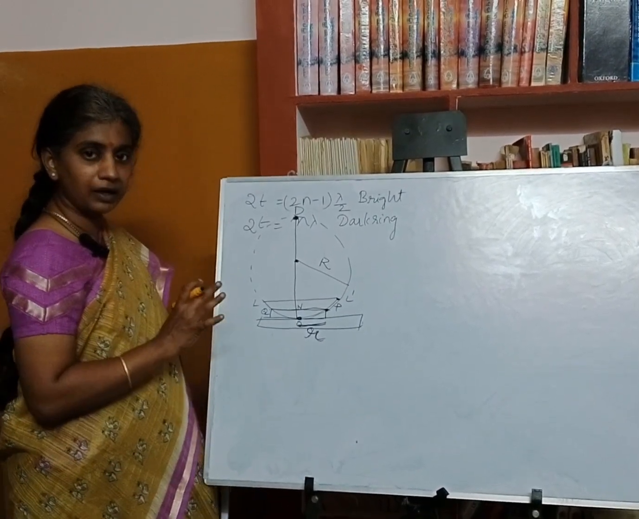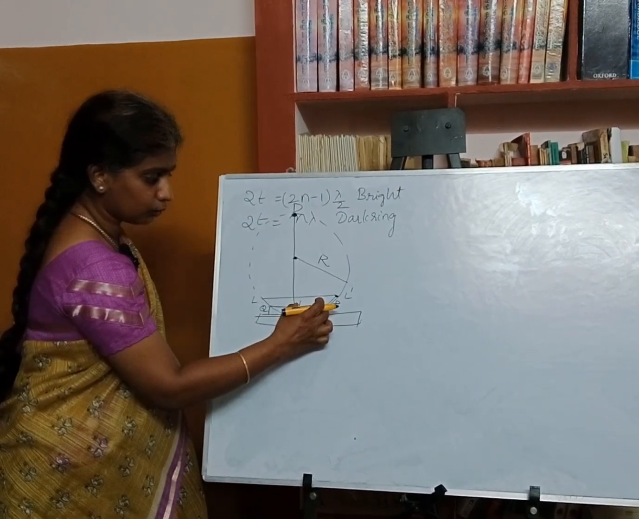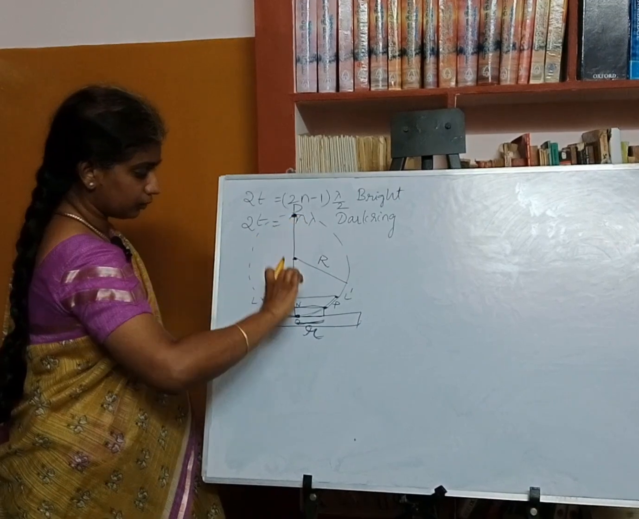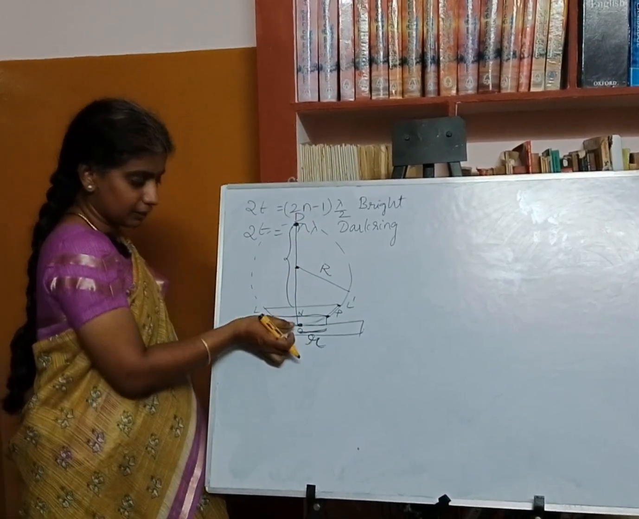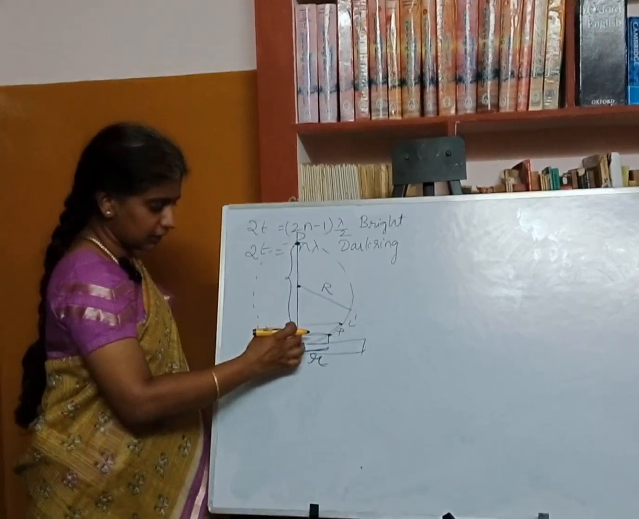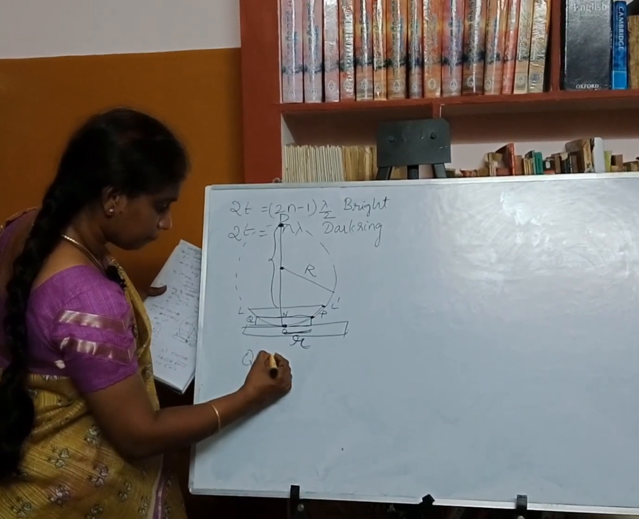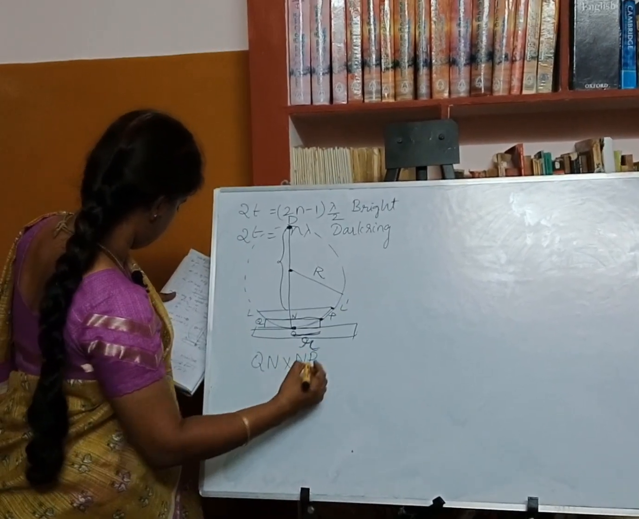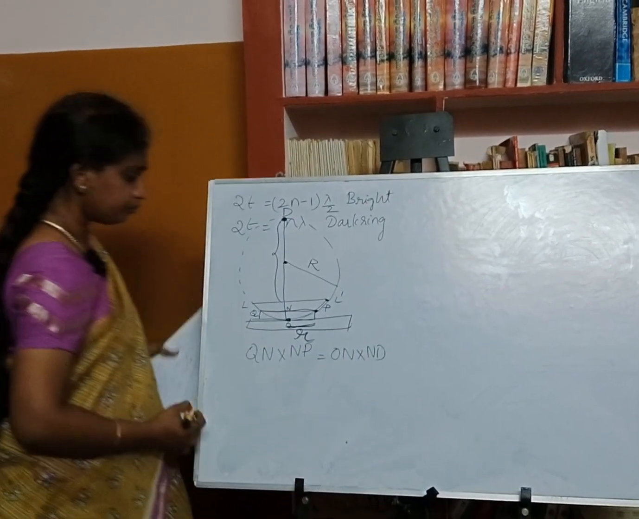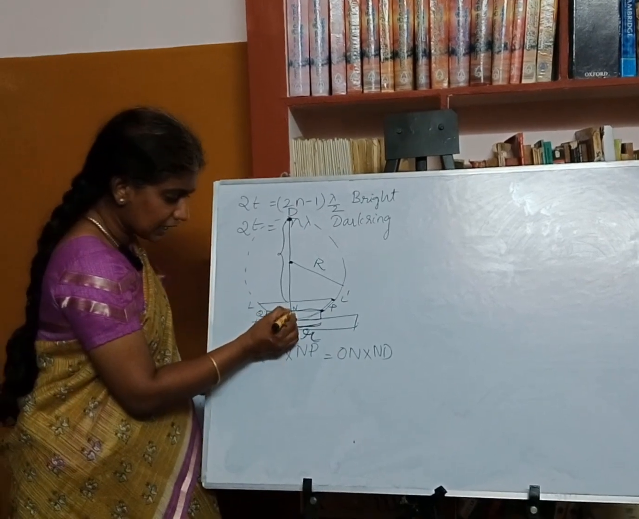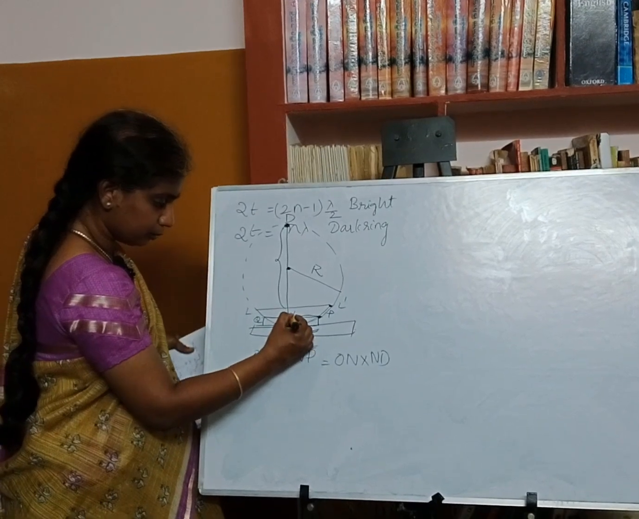Now there is a mathematical concept on chords which states that QN into NP is equal to ON into ND. This you would have studied in your 9th class mathematics. So QN into NP is equal to ON into ND. So this ON is the height of the film that we are taking. So that ON, we can take to be small t.